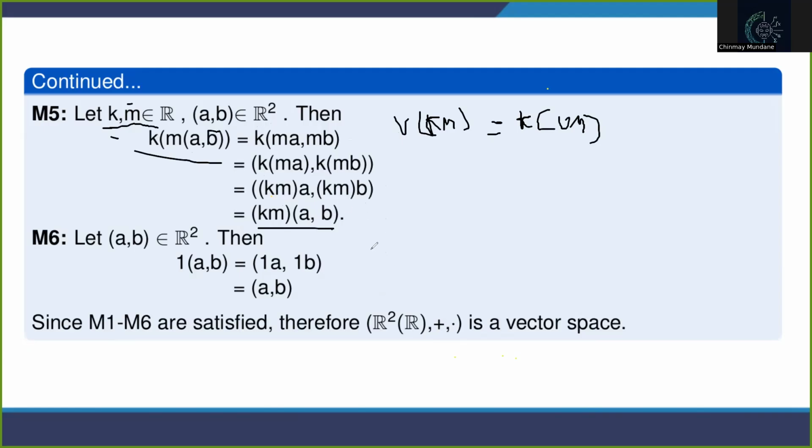Then the sixth is the unitary law. So if you multiply 1 by (a, b), 1a, 1b, it is (a, b). So see, all of M1 to M6 are satisfied. Therefore, we can say that R square over the field R, with addition and scalar multiplication operation, is a vector space. So thus you prove that this belongs to the vector space.